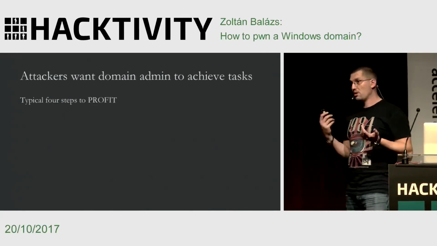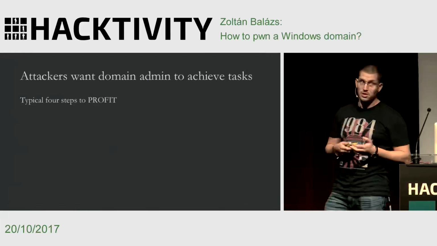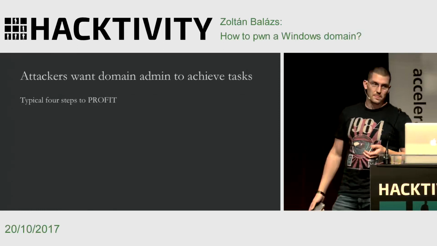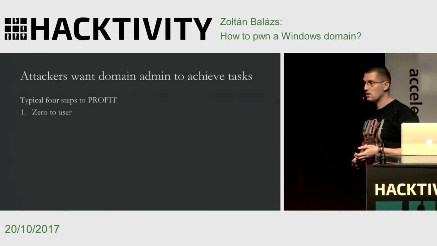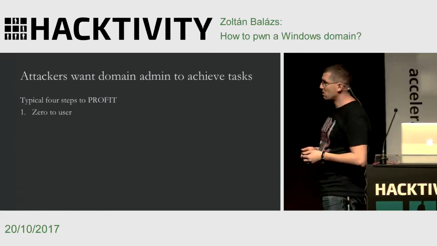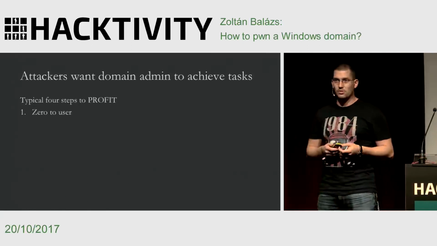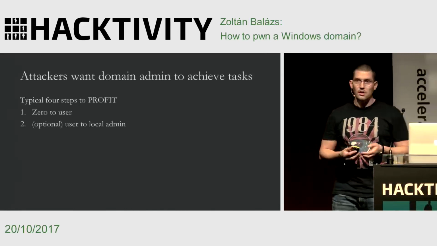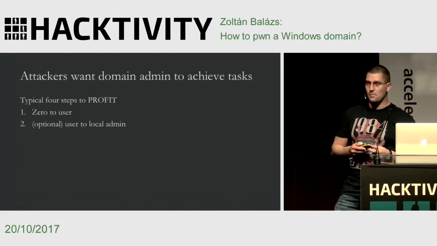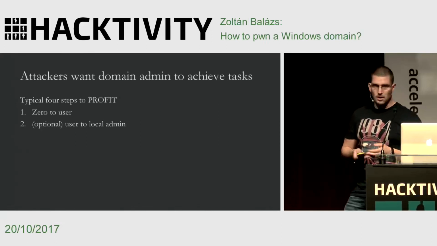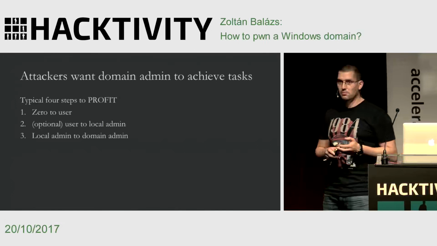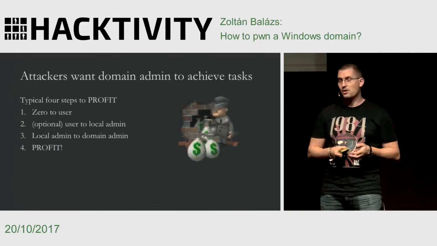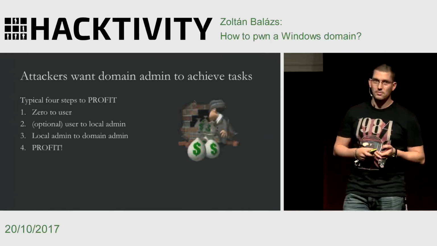And how do attackers gain domain admin privileges? Usually it's a pretty simple four-step process. First, they have no privileges in the enterprise usually, so they should gain some user privilege in the Windows domain. After that, optionally, they need some local admin privileges, and from local admin they can escalate their privileges to domain admin, which means profit, right? Pretty easy.